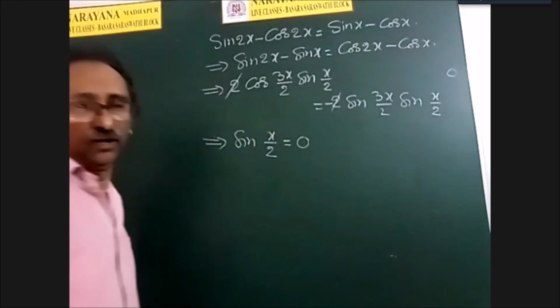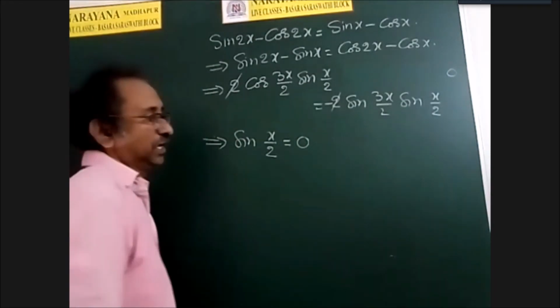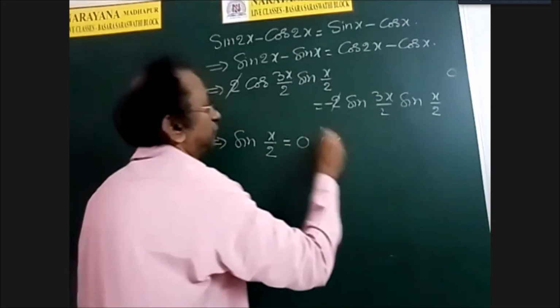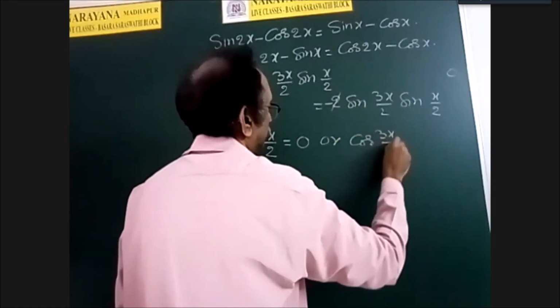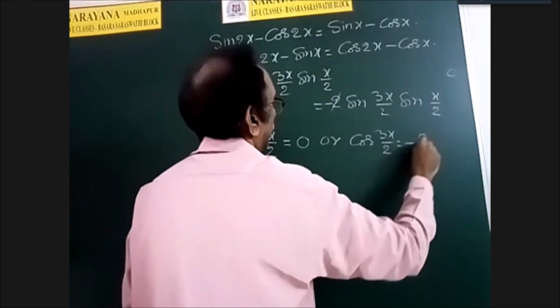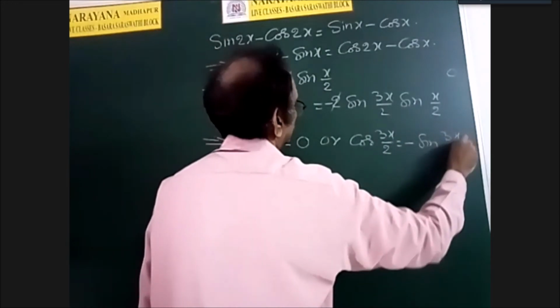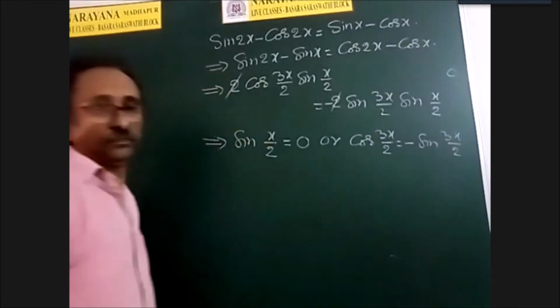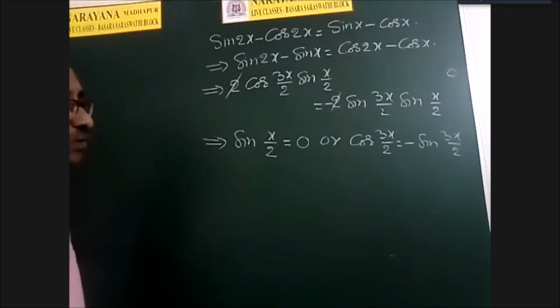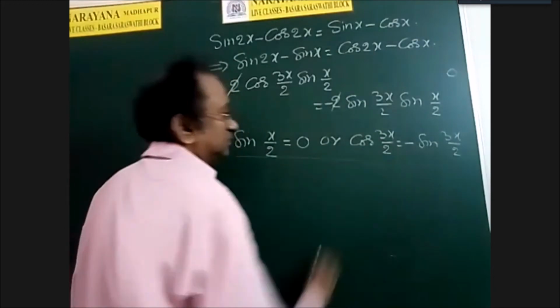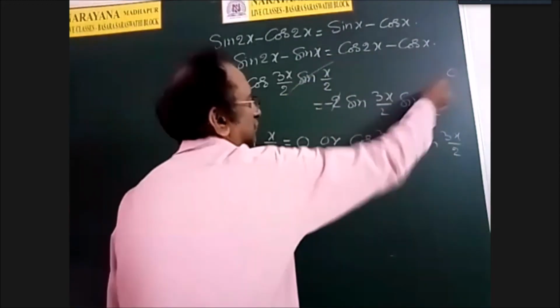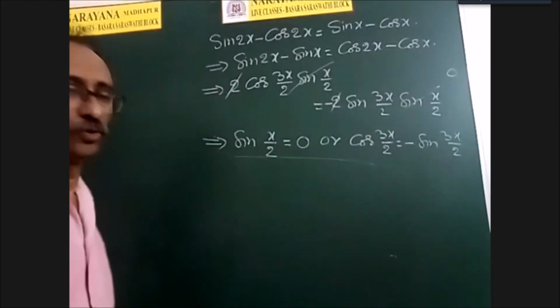See, very careful. You have to write like this. Or cos 3x by 2 is equal to minus sin 3x by 2. So why have I written like this? Why don't I cancel both sides sin x by 2? You should not do like this.